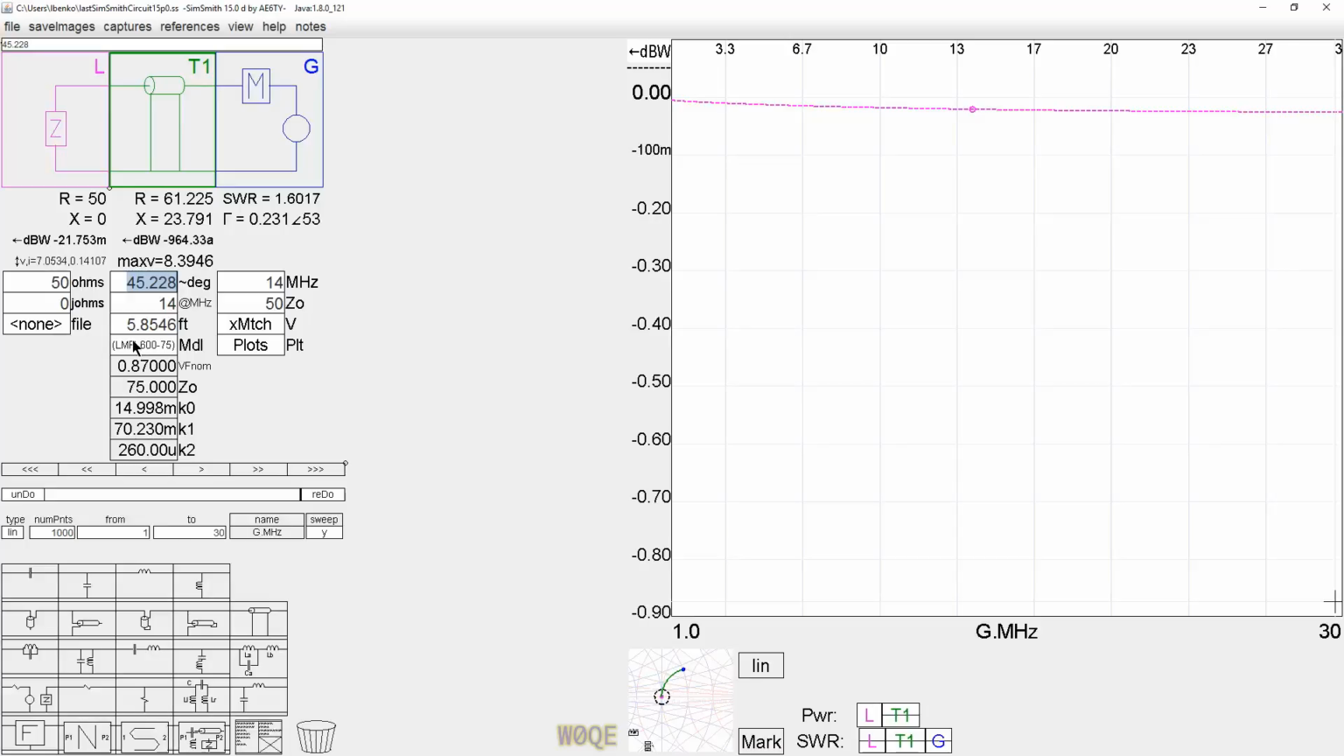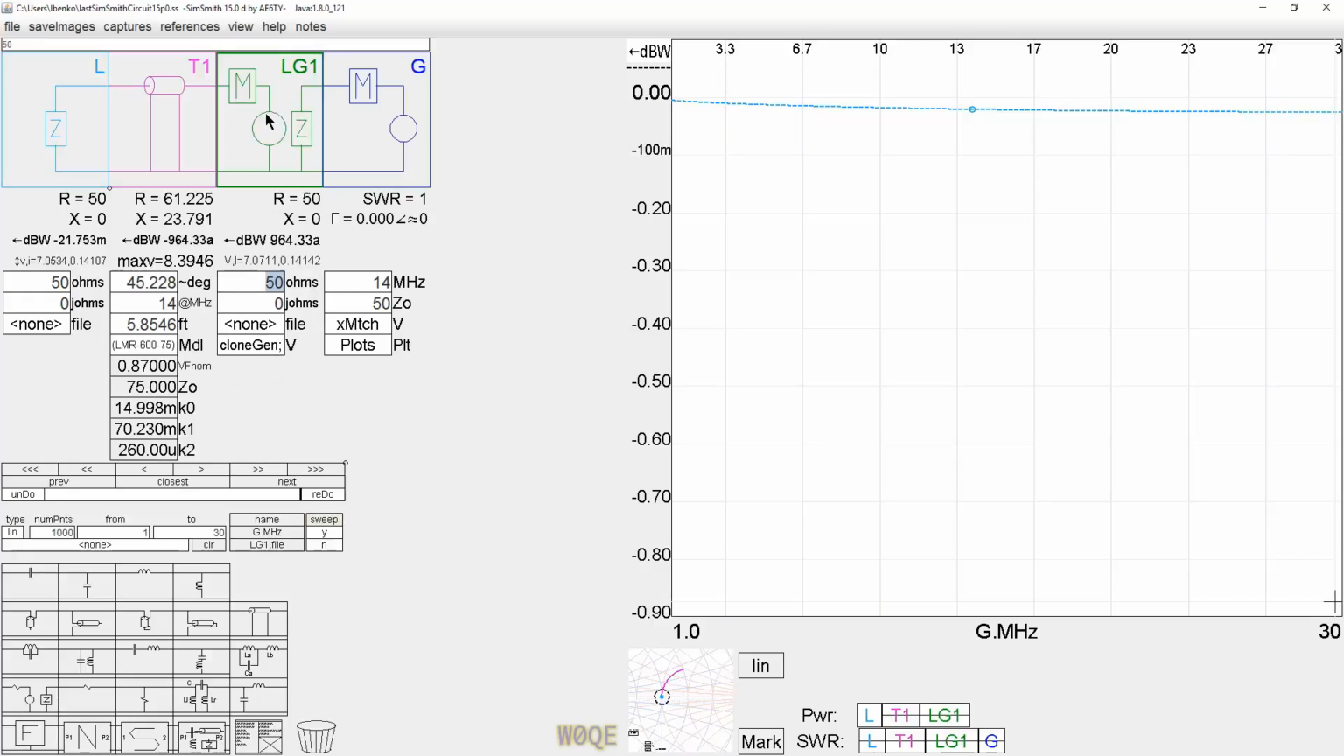LMR 600 is 0.6 inch diameter coax. That's not as big as the cable we might get from the cable TV industry, but let's see if we can adapt this to what we want it to be. Let's build another circuit here with an isolation block. Again, it's a 50 ohm load.